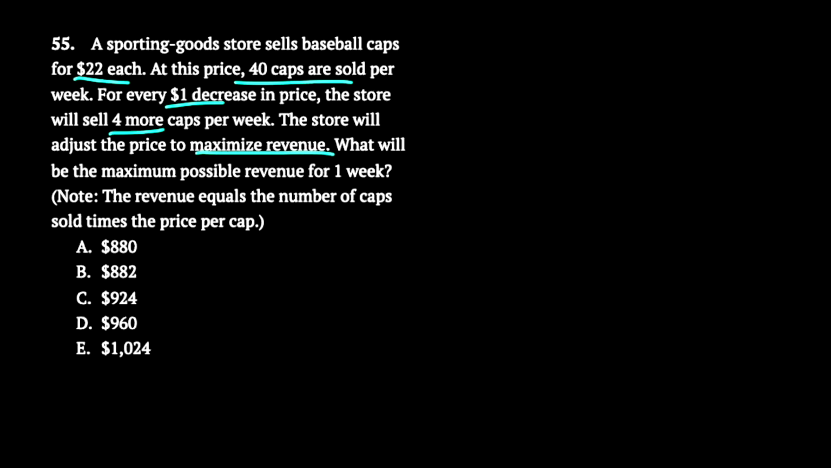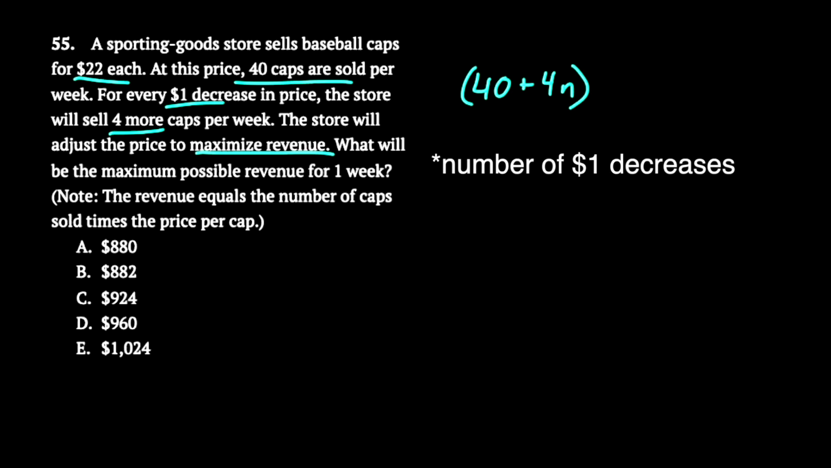So first let's see if this note is helpful at all. It says, note, the revenue equals the number of caps sold times the price per cap. All right, so number of caps, well, it says we start out at 40 caps per week. So let's start out by putting a 40 here. But I think that changes, right? Because as we decrease the price by 1, the store will sell 4 more caps per week. So I'm going to say 40 plus 4n, kind of like we did in the last problem, where n is the number of $1 decreases.